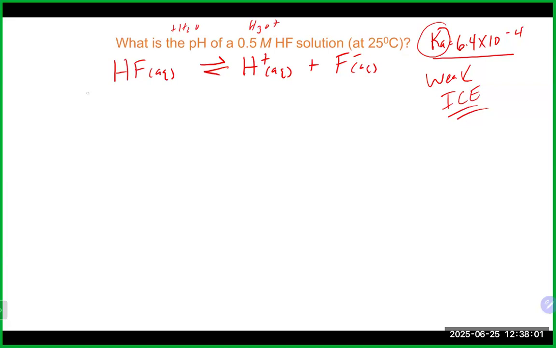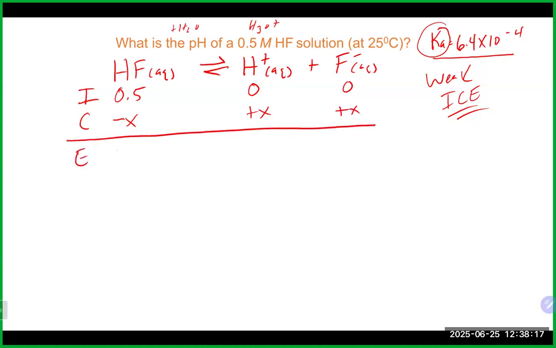And we're going to do our ice table. So initially we have our 0.5, and 0 and 0. Normally here, we're going to assume it's going to the right because we have no product. So minus x, and plus x. And at equilibrium, 0.5 minus x, and x. First off, any questions on the ice table?